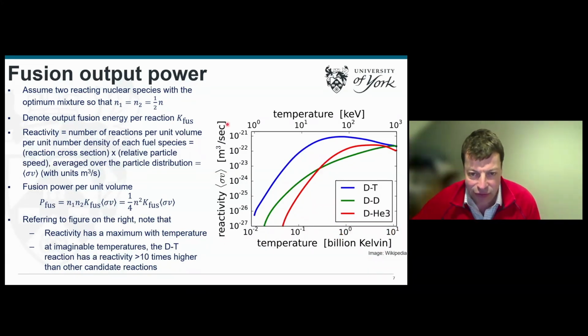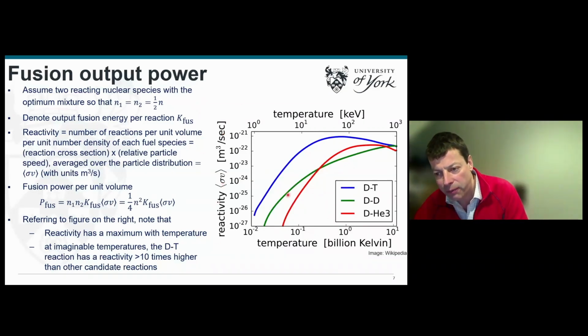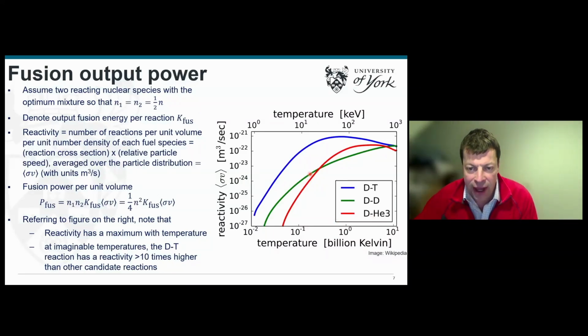And I have the reactivity of various reactions. I've picked 3 reactions from that previous slide: deuterium-tritium, deuterium-deuterium, and deuterium-helium-3. This shows the reactivity, and this is a logarithmic scale, so we're going up in powers of 10 here. At achievable sorts of temperatures, like 100 million Kelvin, which are still very high temperatures, the reactivity of the deuterium-tritium reaction is about 100 times greater than the next best. So this is why we choose deuterium and tritium.